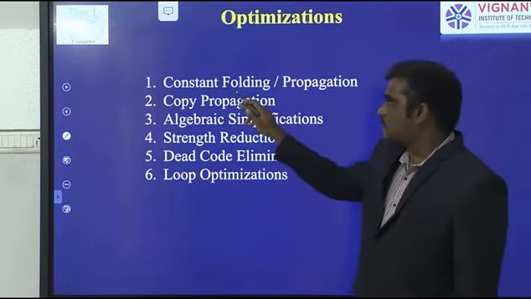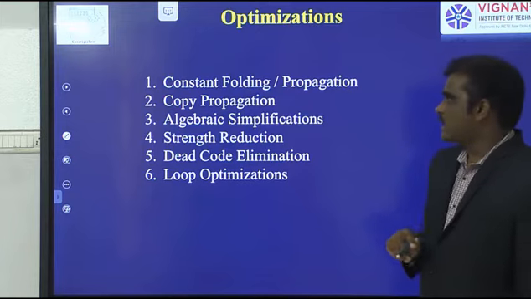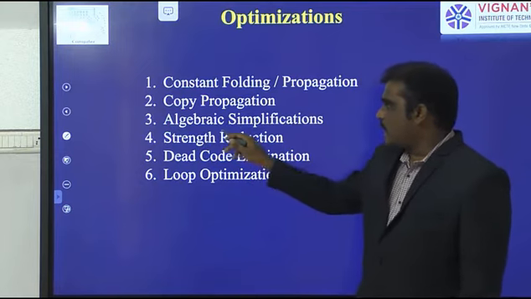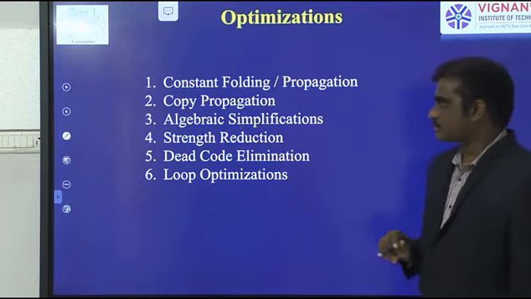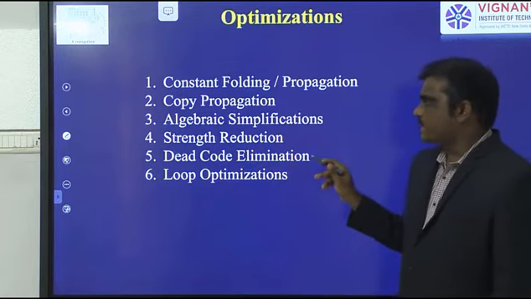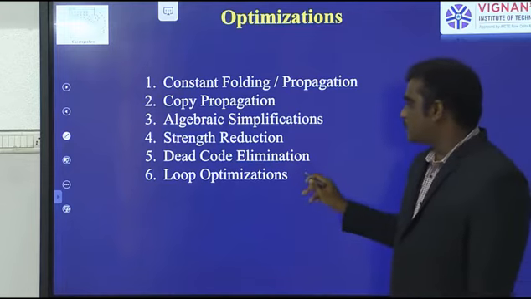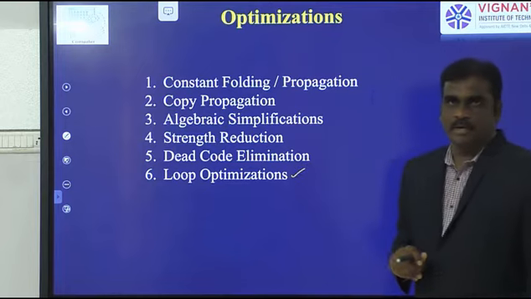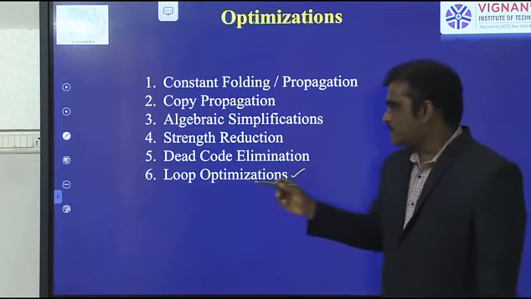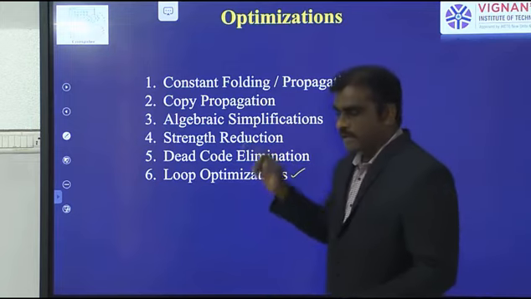One is constant folding or constant propagation. The second is copy propagation. The third is algebraic simplification. The fourth is strength reduction. The fifth is dead code elimination. And the last one is loop optimization. Loop optimization is a very important topic. From an examination point of view, they may ask directly to explain the loop optimization techniques. Okay, now I will explain one by one.